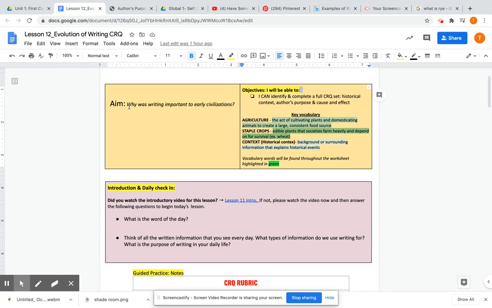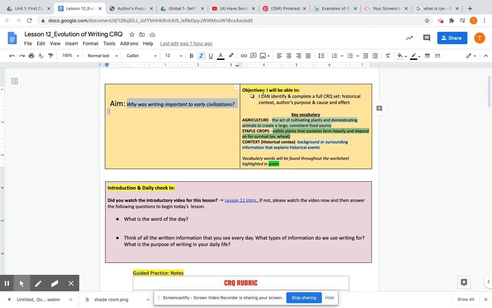Today's aim: why was writing important to early civilizations? Now, in yesterday's lesson, we learned about the early civilizations. So today, we're going to try to focus on how writing really made a different way of life for them. All right. So we're going to focus on how writing was really important to those early civilizations.